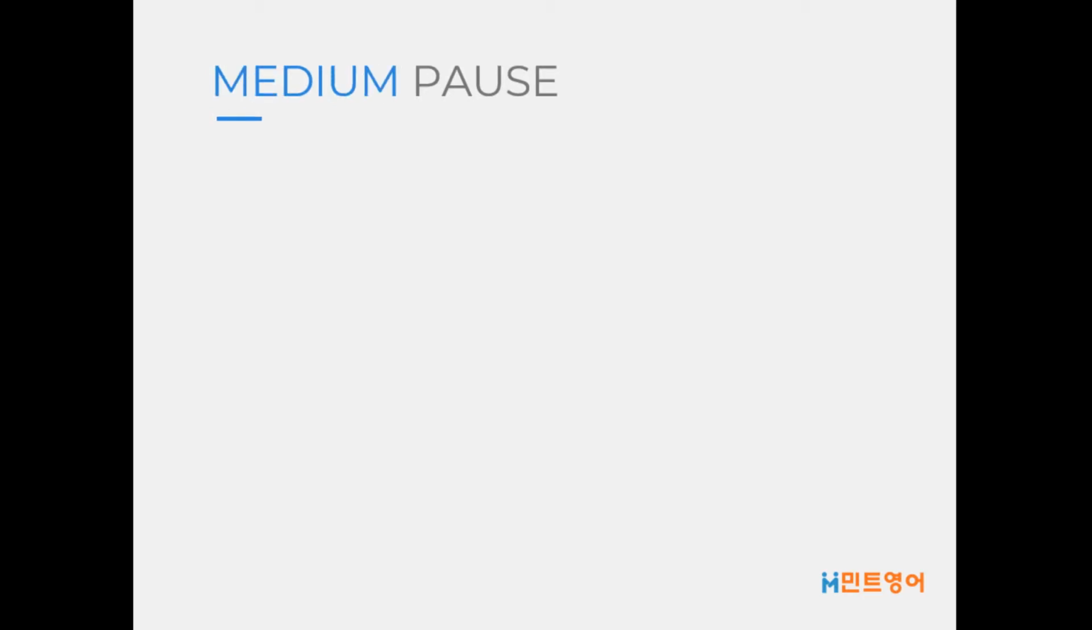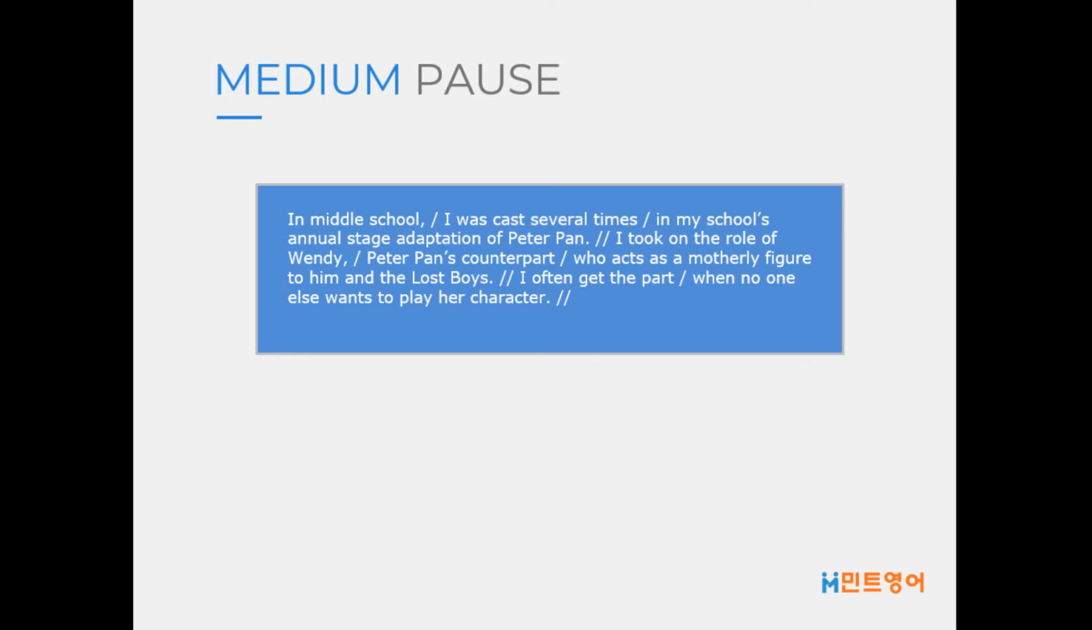A medium pause occurs after a sentence. It separates ideas from one sentence to another and gives the listener a chance to process your ideas. Here is an example of how a medium pause is used in a sentence. Two slash symbols represent a medium pause, which is the equivalent of 2 beats.